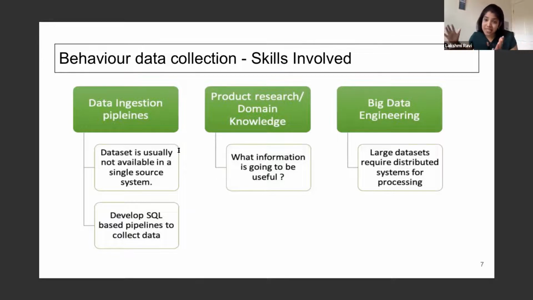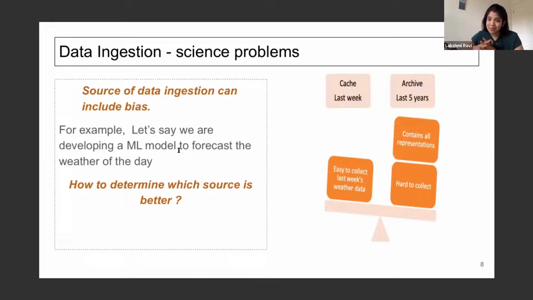So these are going to be the skills involved when your data category is behavior data. What are the problems that come with it? As you can see, when you have to ingest data from multiple sources and manipulate it to collect your data into one single file, often the problem is the trade-off between the data source that is easier for you to collect and the data source that is going to be hard for you to collect.